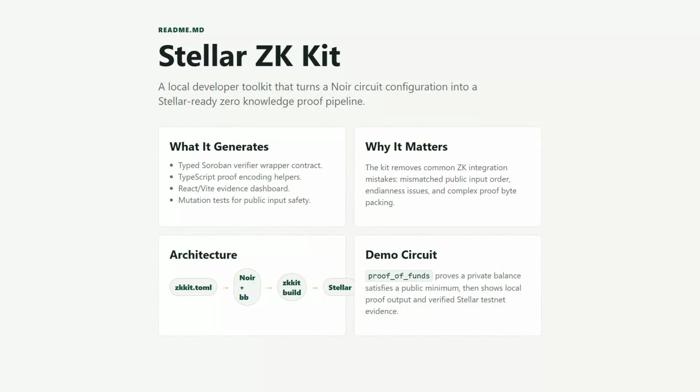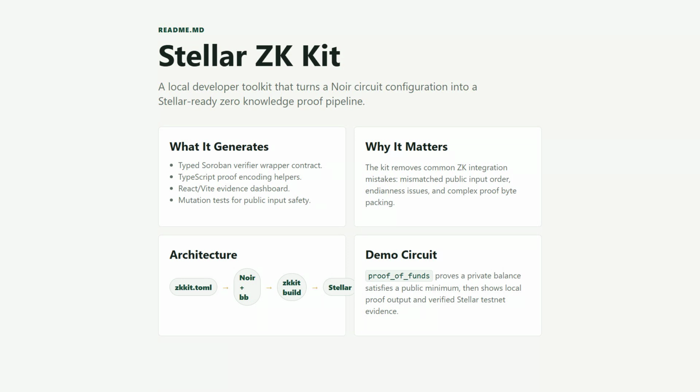Stellar ZK Kit is a developer toolkit for building zero-knowledge proof flows on Stellar. It starts from a Noir circuit configuration and generates the pieces developers usually have to wire by hand: a Soroban verifier wrapper, TypeScript proof encoding helpers, tests, and a React evidence dashboard.